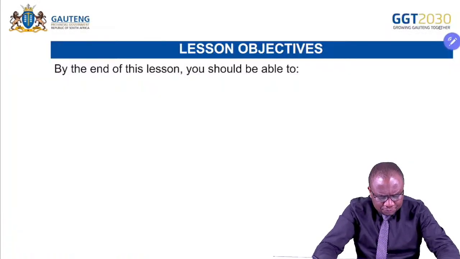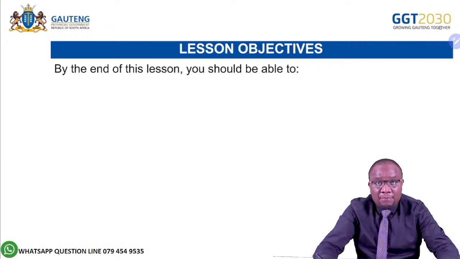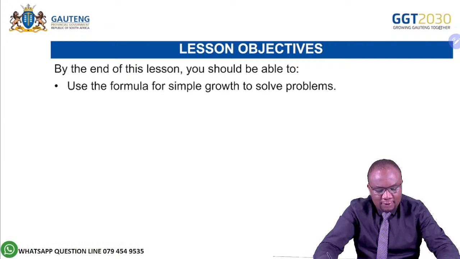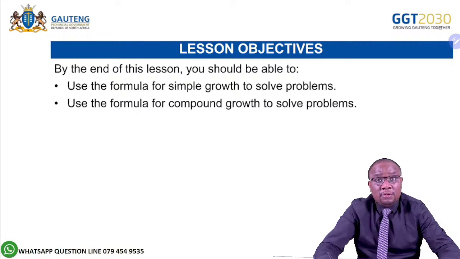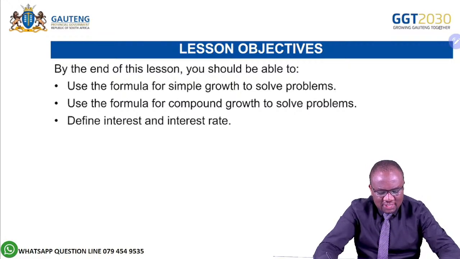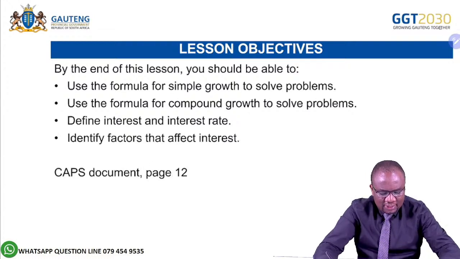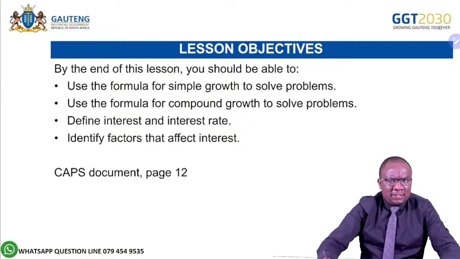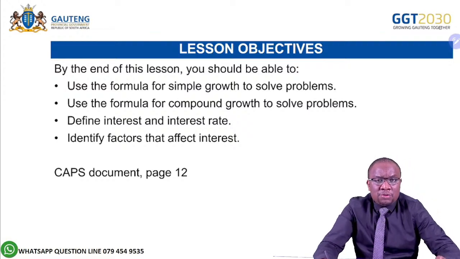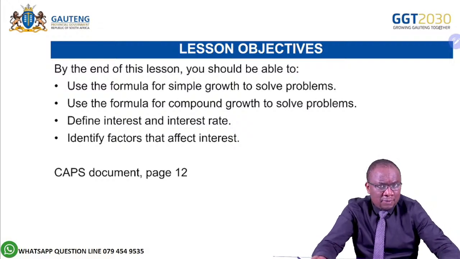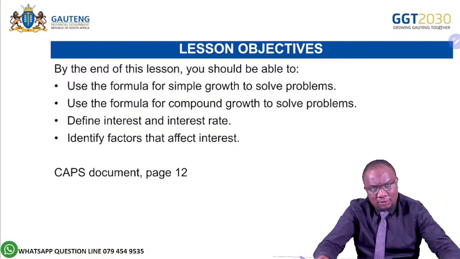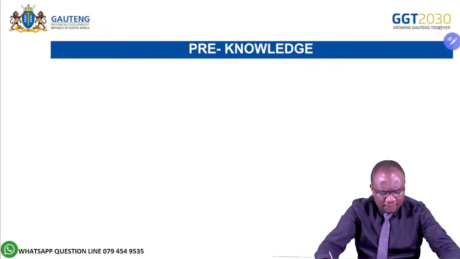By the end of this lesson, you should be able to use the formula of simple growth to solve problems. And then we're going to use the formula for compound growth to solve problems. And then we're going to understand what interest is, what interest rate is. And then we're going to identify the factors that affect interest rate. And the most important thing also, we're going to see the difference between simple interest and compound interest, or simple growth and compound growth.